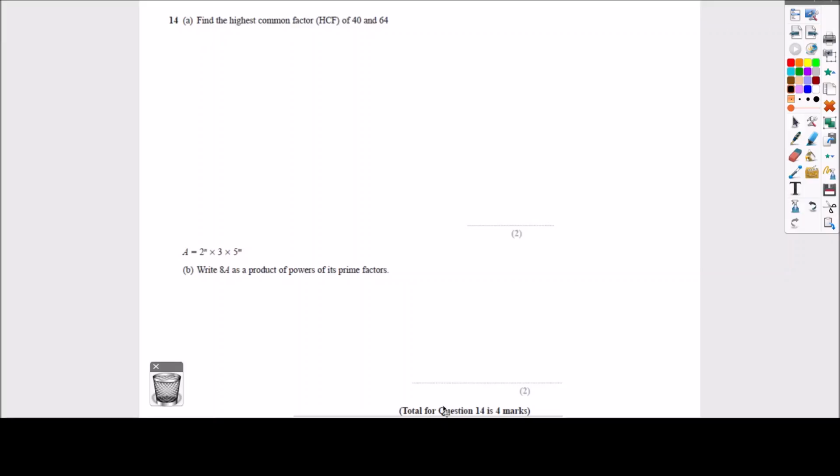Question 14. The highest common factor of 40 and 64. So what are the factors of 40? Well, 1 times 40 is 40, 2 times 20, 4 times 10, and 5 times 8. So those are all the factors of 40, I think.